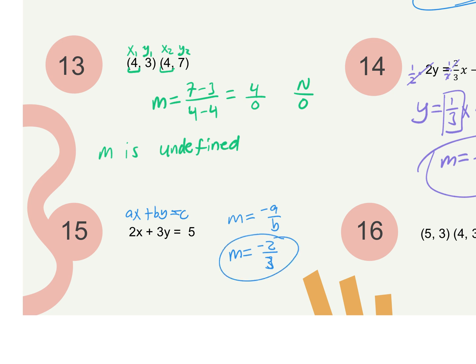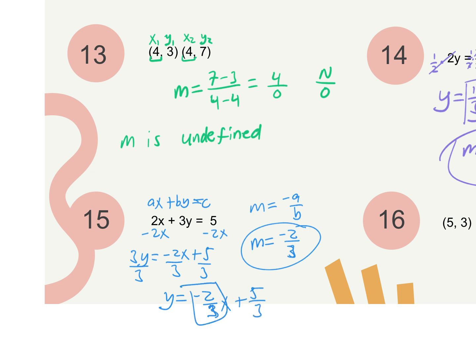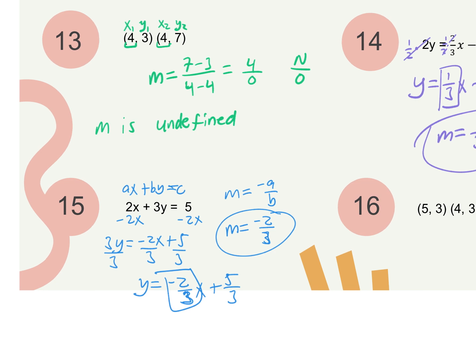Now, I told you guys you don't have to remember it, so if you don't remember it, this is how you would do it, by converting to slope-intercept form. Get the y by itself. So subtract 2x from both sides, and then you get 3y equals negative 2x plus 5, and then divide everything by 3. And then you get y equals negative 2/3 x plus 5/3. And then you see that the number in front of x is negative 2/3.